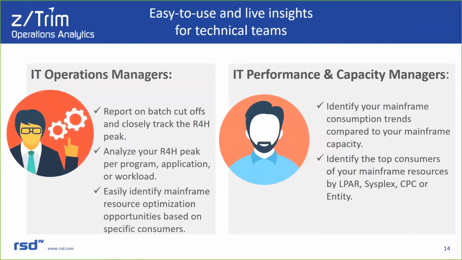Then the IT Operations Manager. This is really about batch cutoffs, making sure that we're doing things based on our SLAs with the business, especially those critical morning processes and overnight processes. It's also about analyzing the R4H peak so that you can see it per program, application, and workload, and identifying mainframe resource consumption for optimization opportunities. The Operations Manager is tasked many times with specific cost optimization initiatives, and that continues to be an ongoing trend in IT, where there's pressure to reduce the cost of all IT processes.